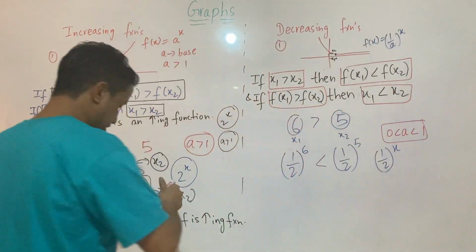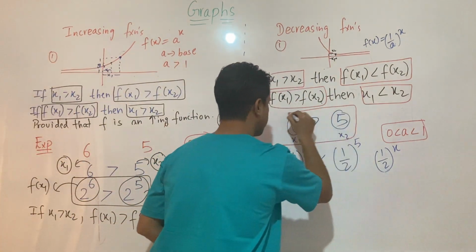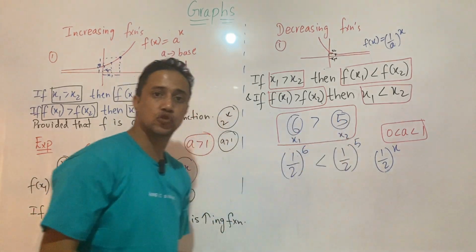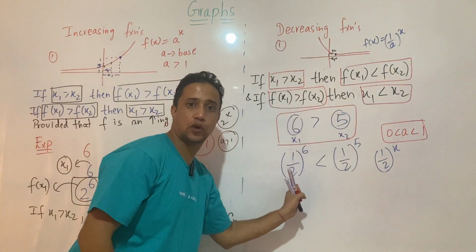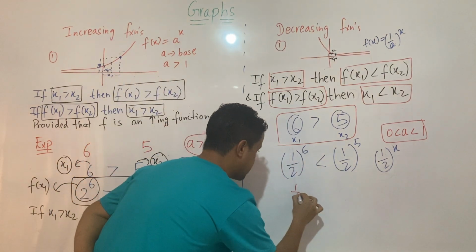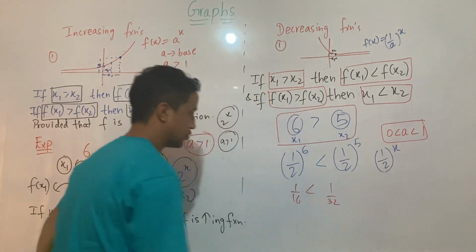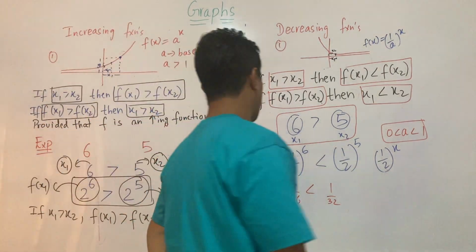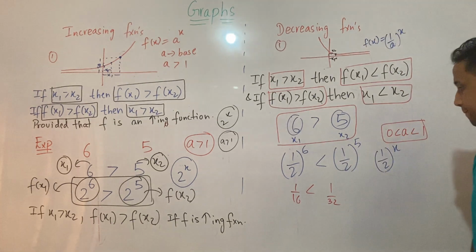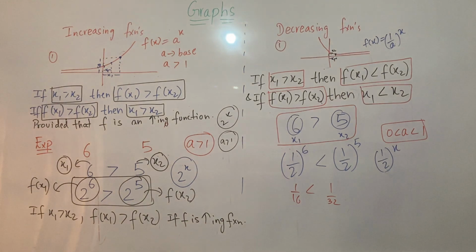Now you can see here, because this is a decreasing function, and x1 is greater than x2, so when we applied the function to this inequality, the sign got reversed. Now you can check it. This is 1 by 16 and this is 1 by 32, right? So which one is going to be greater? 1 by 2 raised to the power 6.